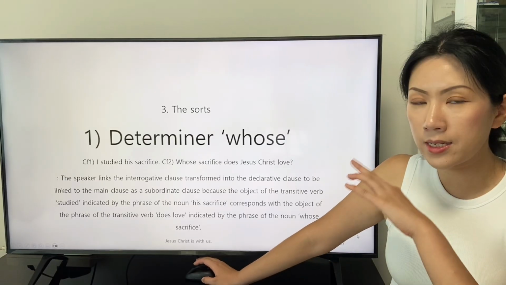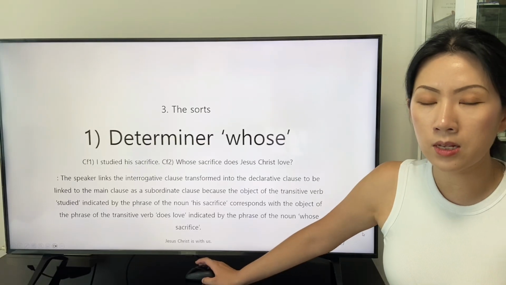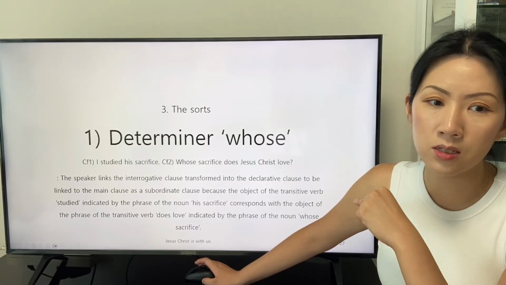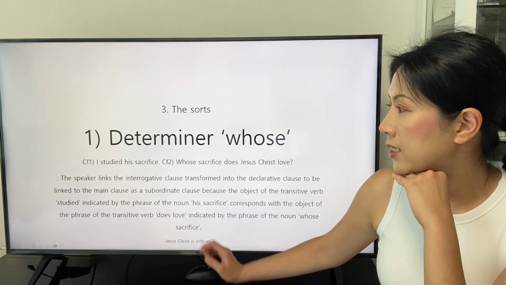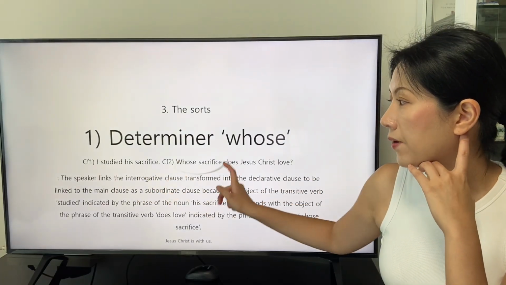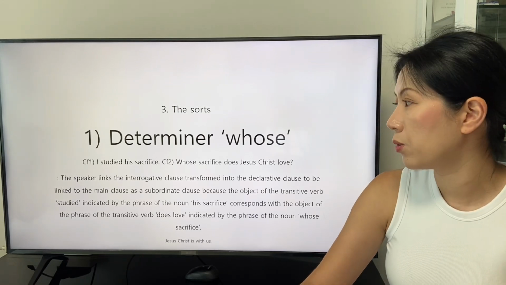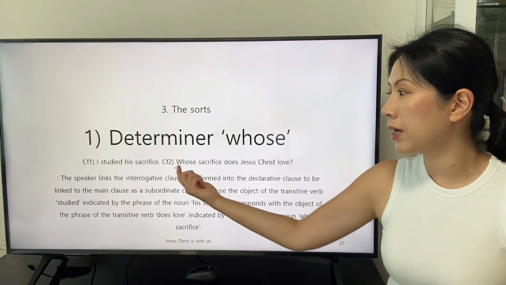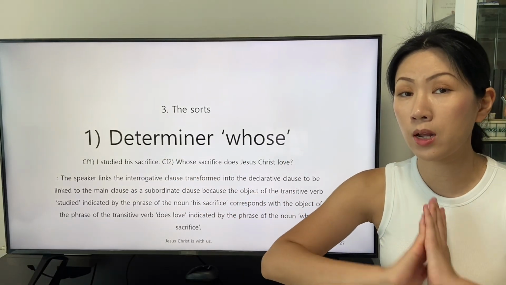We can analyze the two clauses like this. I studied his sacrifice. And the second clause, which is stated as the interrogative clause, is this: whose sacrifice does Jesus Christ love? And we find that this phrase, his sacrifice, and this phrase, whose sacrifice, are the shared indication. So the speaker replaces this object of the main clause by this whole subordinate clause, which became the declarative statement.